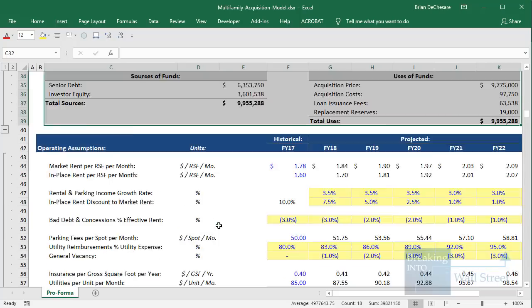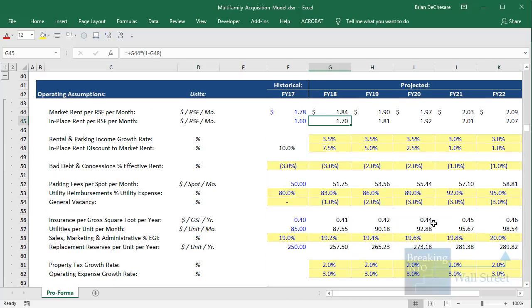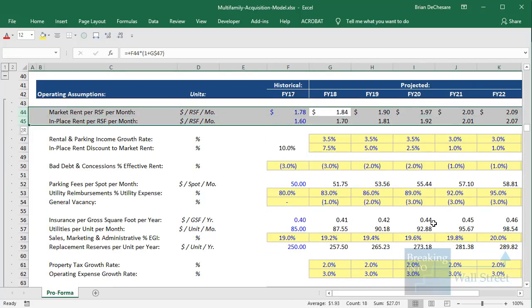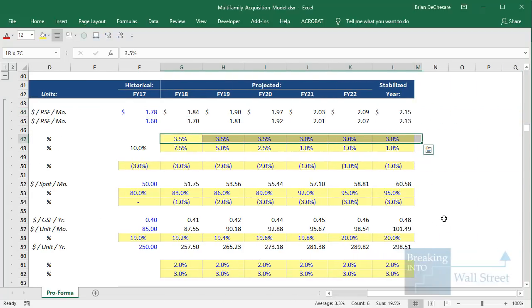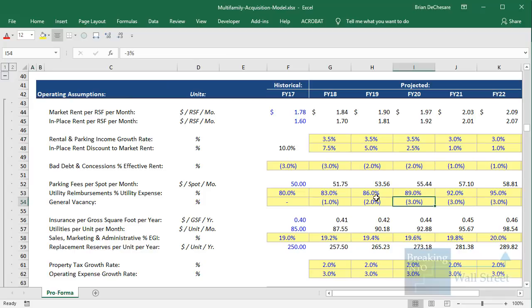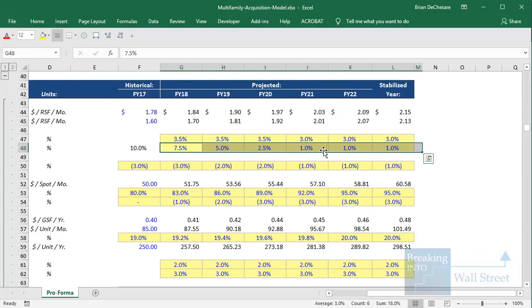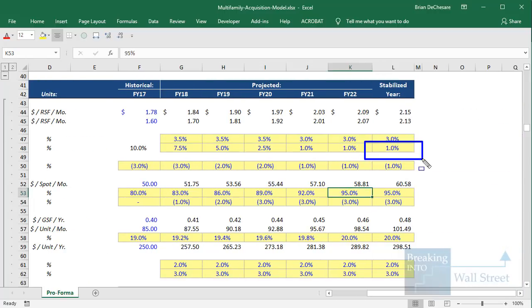So here, for example, we have a market rent figure and then an in-place rent figure, and we have a growth rate for the rental and parking income right here. And then we can see that right now, the rents are below market by about 10%. By renovating the property, we aim to reduce that discount to only 1% by the end. So those are some of our high-level assumptions for the rent.